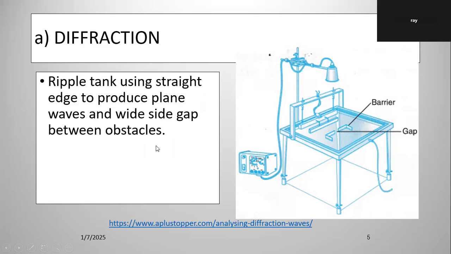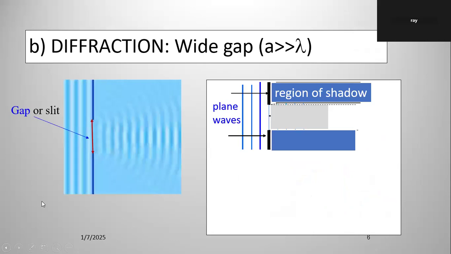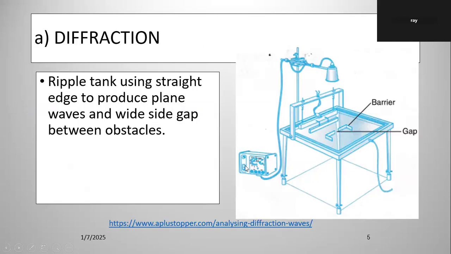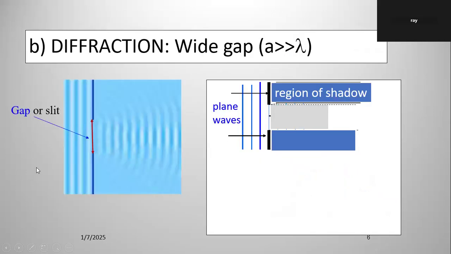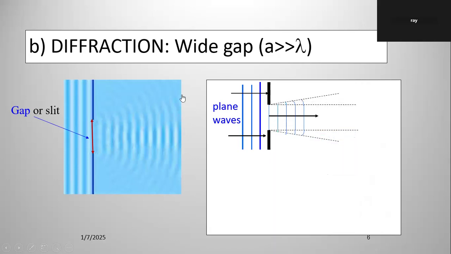The ripple tank uses a straight edge to produce plane waves, and a gap between the obstacles. You can adjust that gap to be wide or narrow. There's your source and your power supply. Diffraction, wide gap: a wide gap means your aperture size is very much greater than the wavelength. That's the region of shadow, if light travels in a straight line. So that is what you observe.